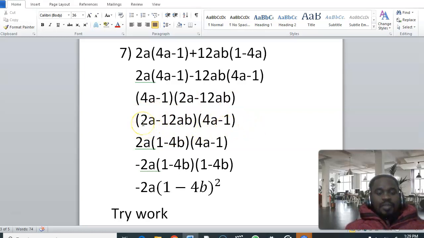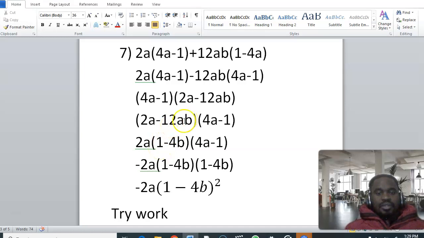Now, what's the number that can divide 2 and 12 without a remainder? 2. So 2 can divide 2, 1. And you see that you have a here, we also have a here. So a is common, I can write a here. So 2a divided by 2a is going to give us 1.